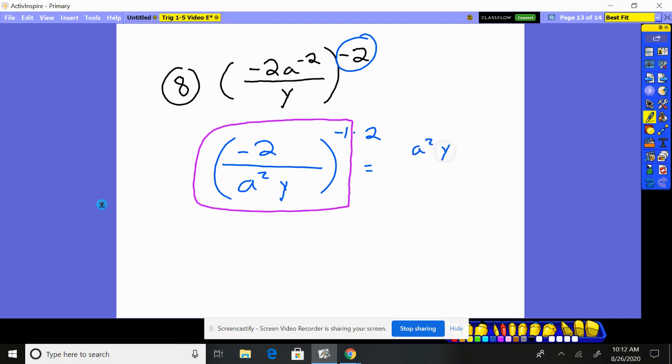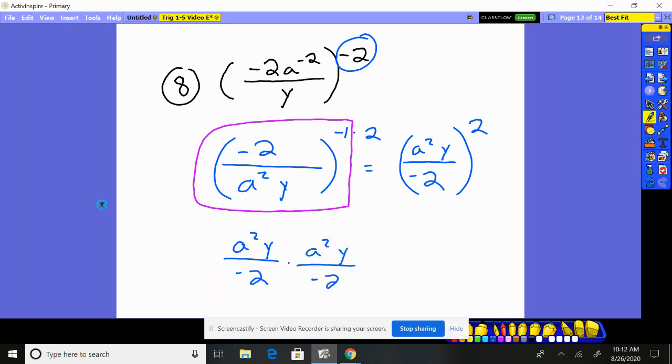A squared y over a -2. Everybody was flipped, and now I'm going to square it. When I square something, it means multiply it by itself. You have 2 of them. When we do this, a to the fourth, y times y is y squared, -2 times -2, +4.